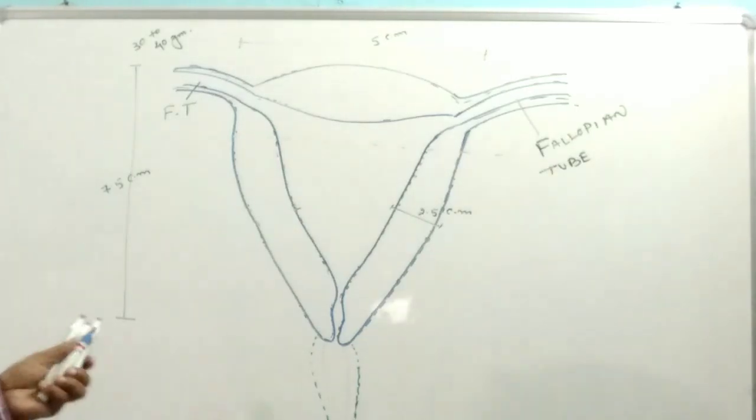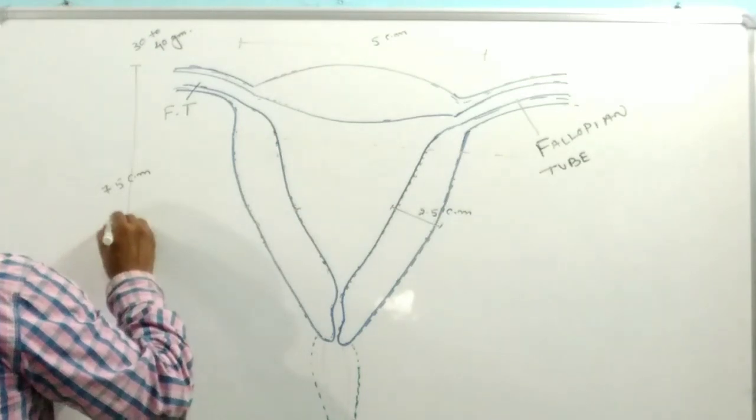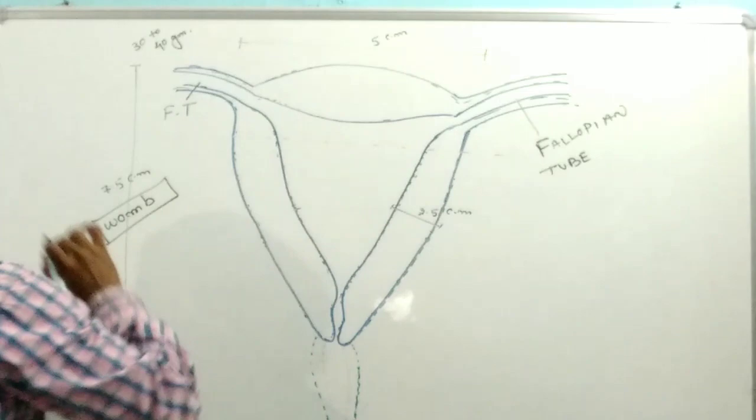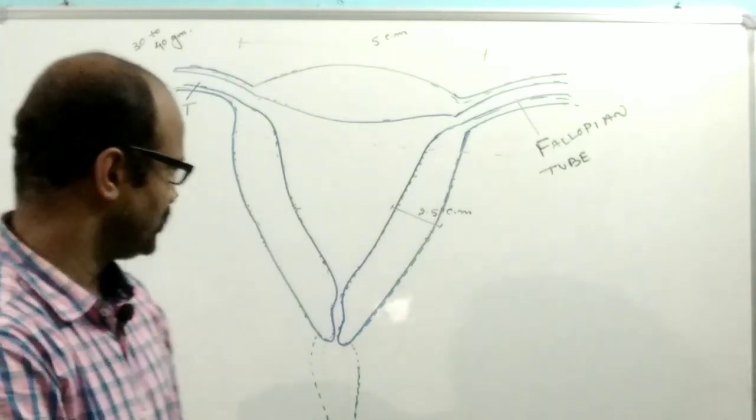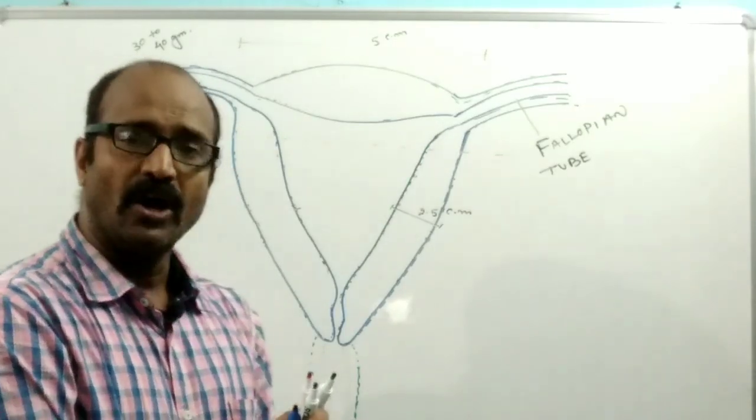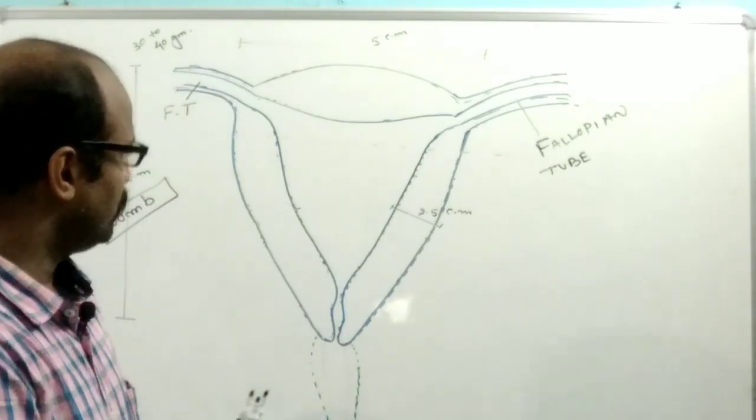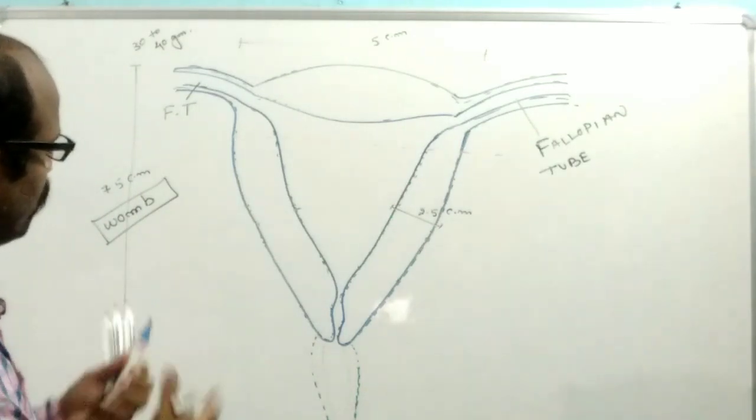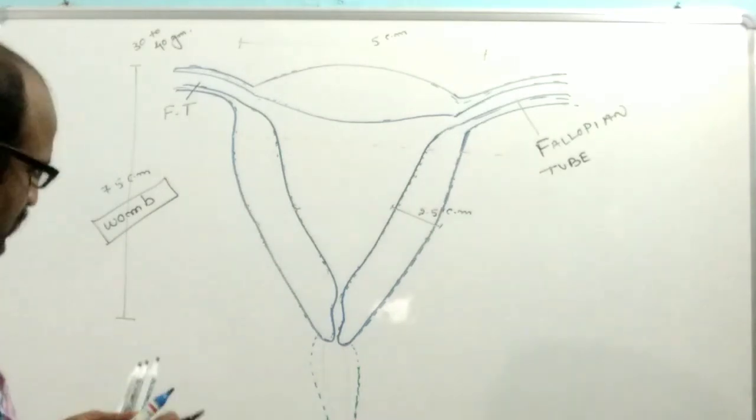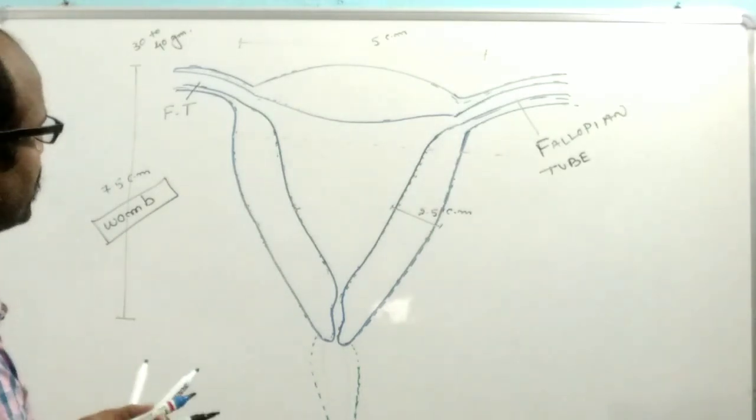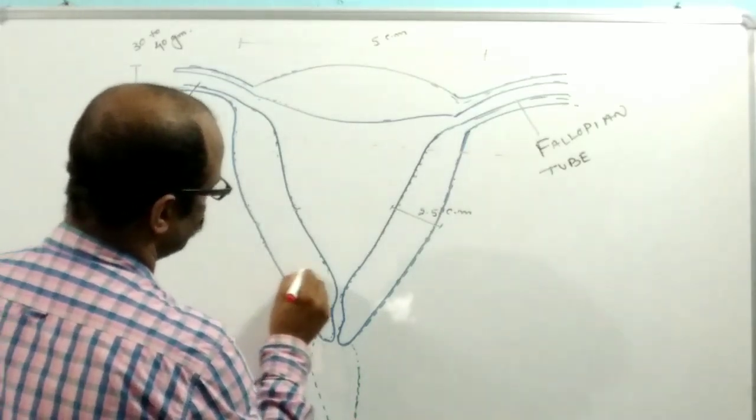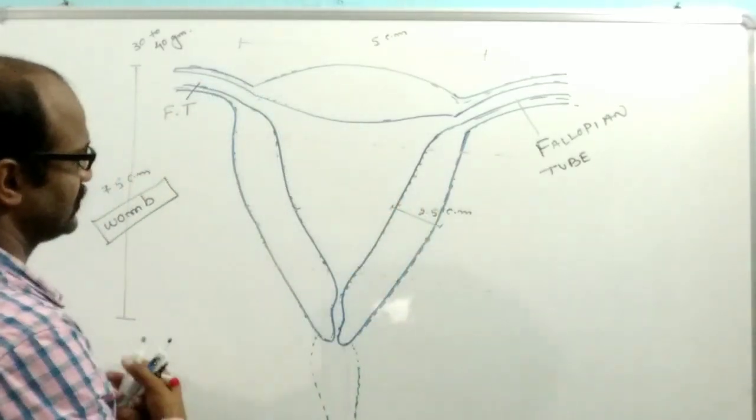The uterus is also known as the womb. The womb is the site for implantation of the pre-embryo or the fetus. So this is the inverted sac-like structure known as the uterus, and it is divided into three parts.